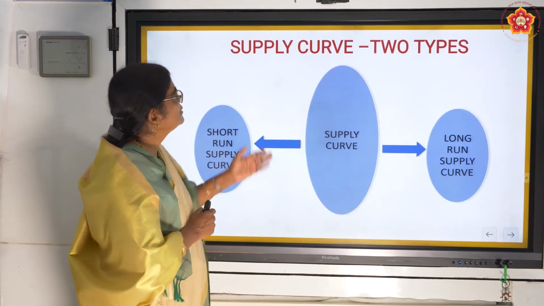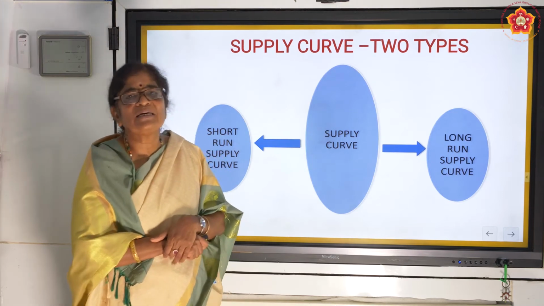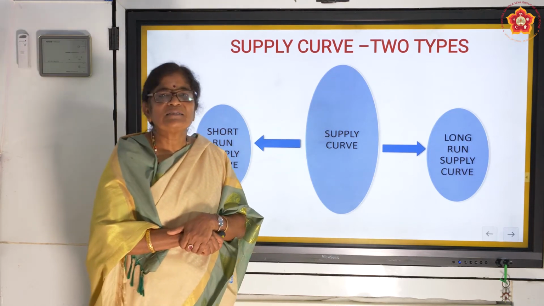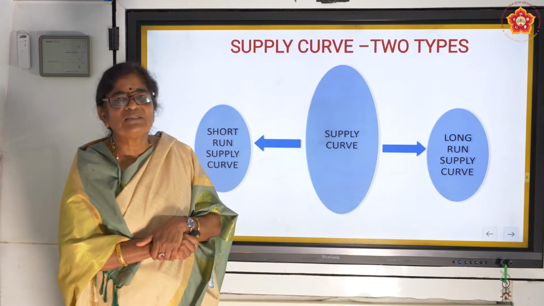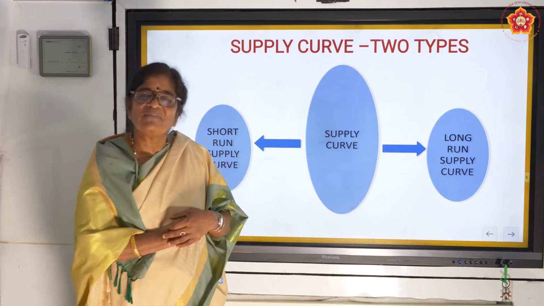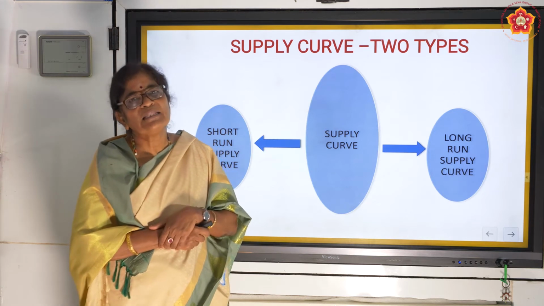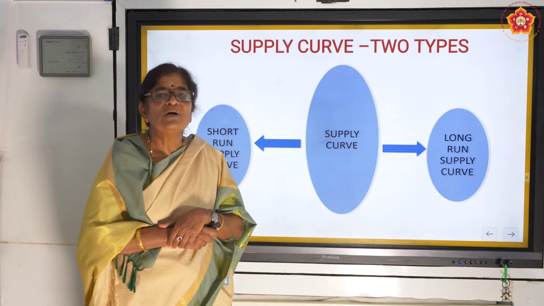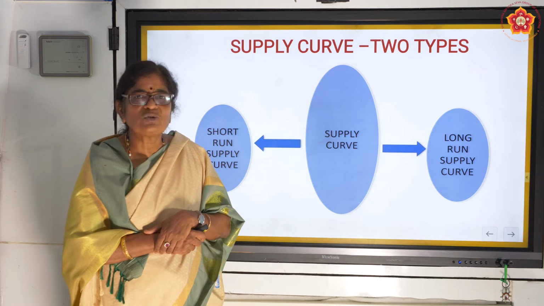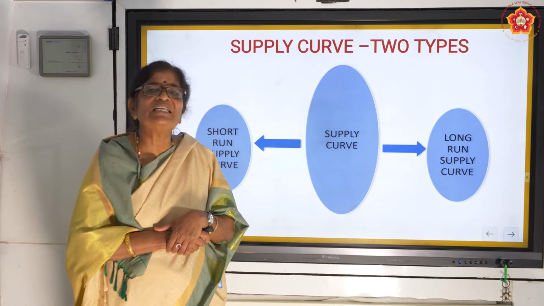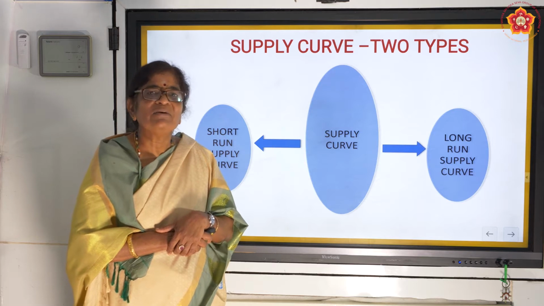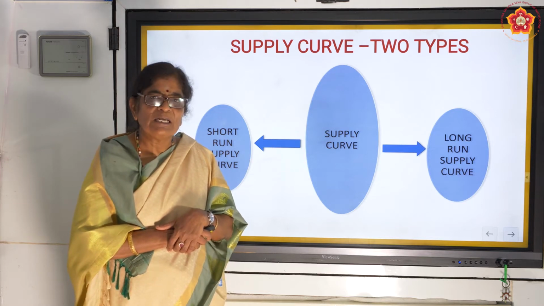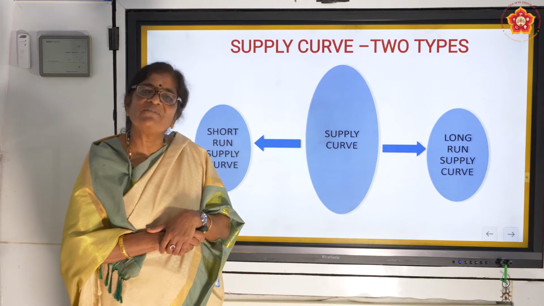Next one, supply curve. What are the supply curves we are going to study today? The supply curves are of two types: one is the long run supply curve, the other is the short run supply curve. The concepts of short run and long run have been explained to you in earlier classes. Short run means one input is variable and the other input is fixed. We will have the differences between variable inputs and fixed inputs.